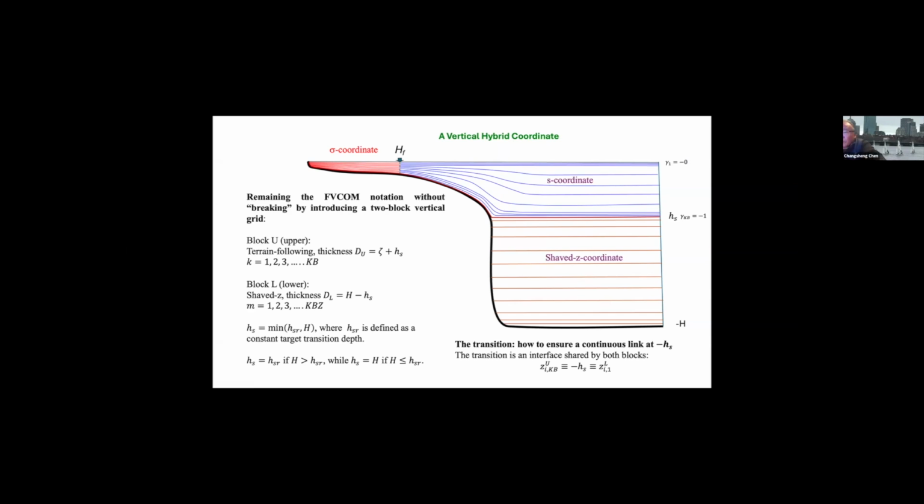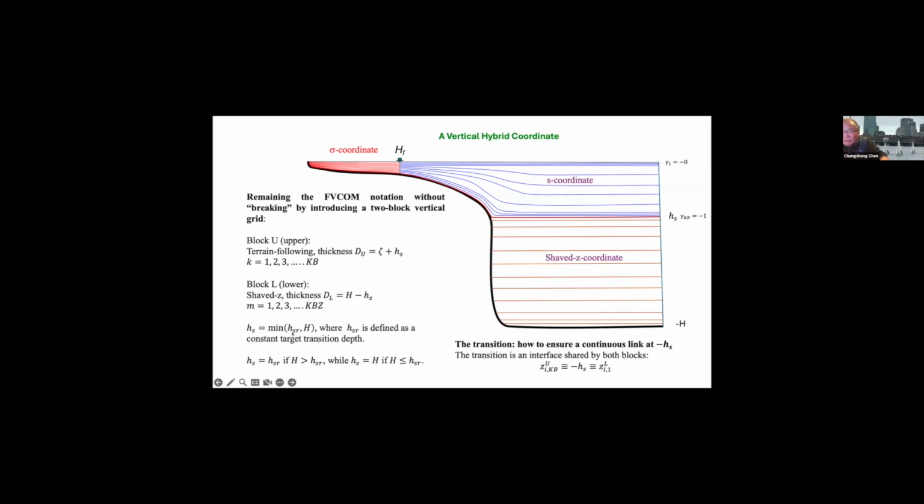Okay, so if you was a user, you can choose this one, you can use the HSR, the reference. That's a reference, constant target transition depth. Okay, so this one always choose the minimum of this two. Okay, but most time, HS equal to H, SR, right? The shallow region.